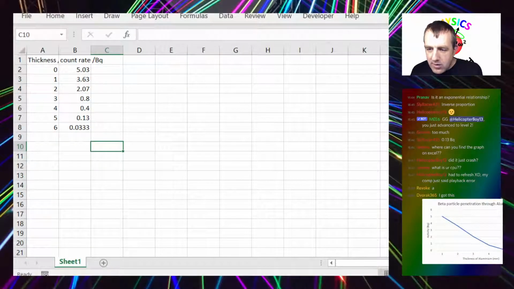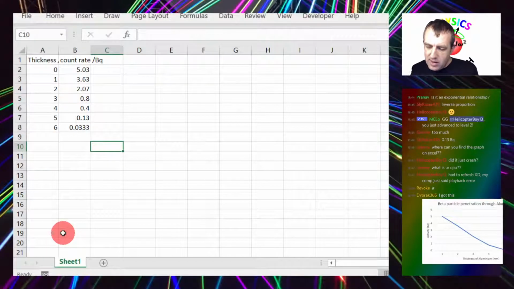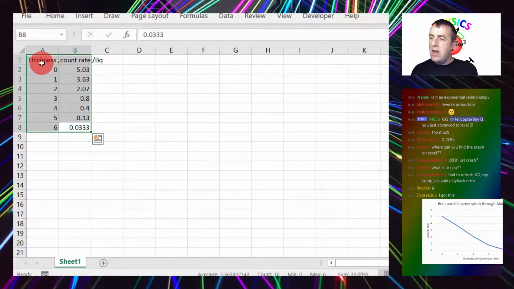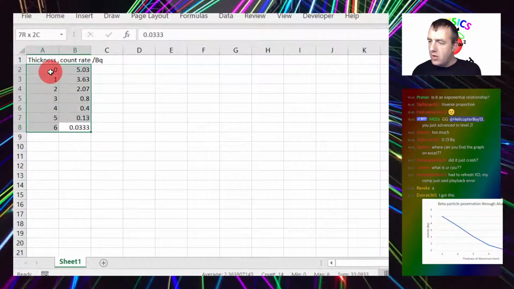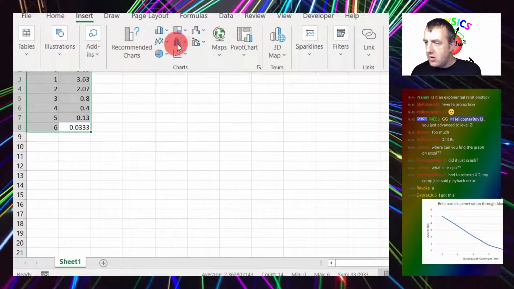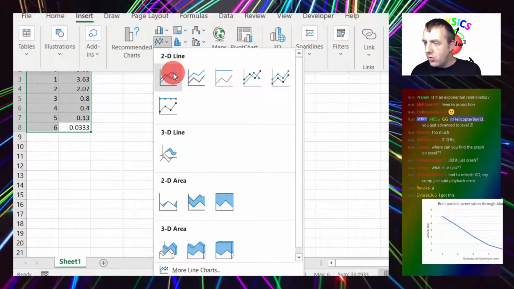So, I can see Dvorak's graph. Yeah, it looks okay. Can you tell from that whether it's an inverse square, or an exponential decay? Now, to draw the graph, this is what you do. You select your data, you click on Insert, and then you have to be careful with this. You don't want to do a line. Absolutely crucial you don't do a line.